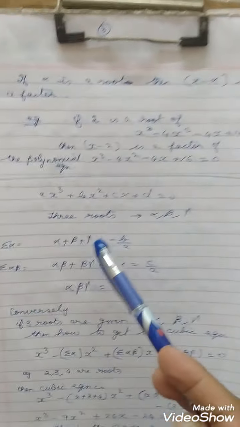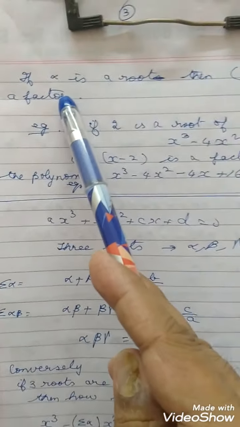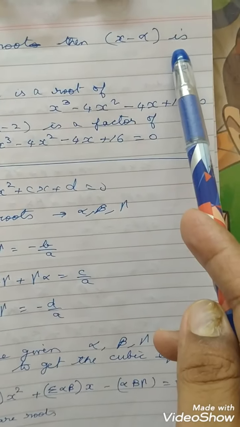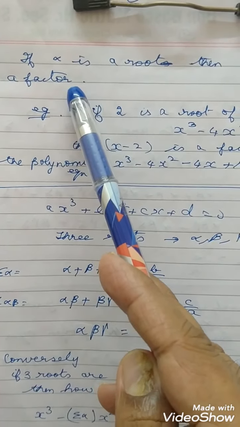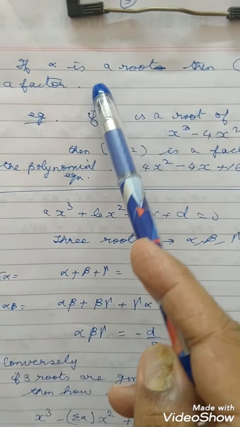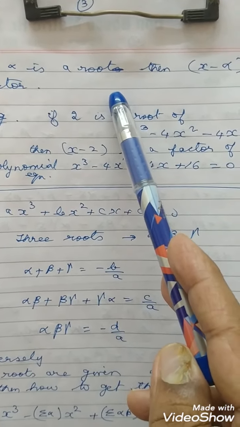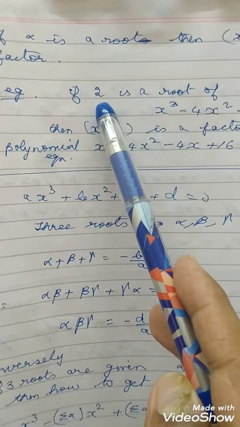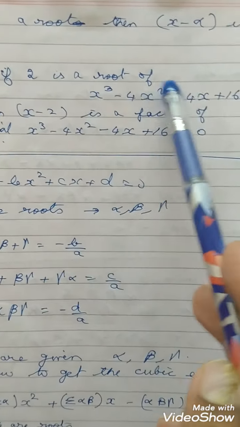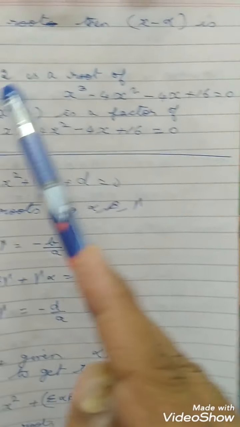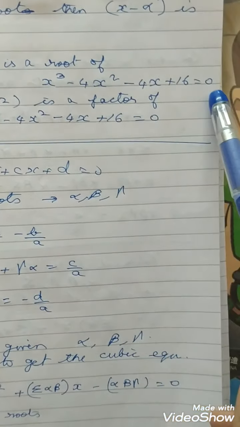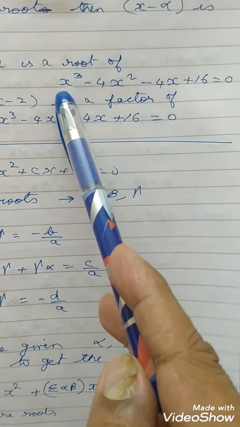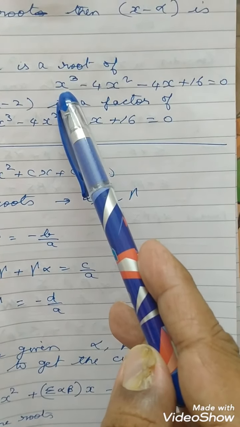Now let's continue. Supposing alpha is a root, then x minus alpha is a factor of the given polynomial. If alpha is a root, then x minus alpha is a factor. Just giving you an example. If 2 is a root of this polynomial, just to get deep into it, this is a cubic equation. Cubic equation means you must have totally 3 roots.